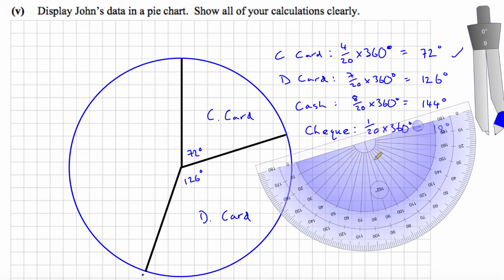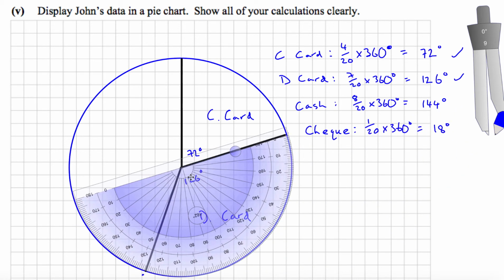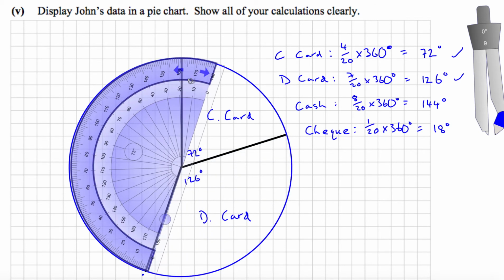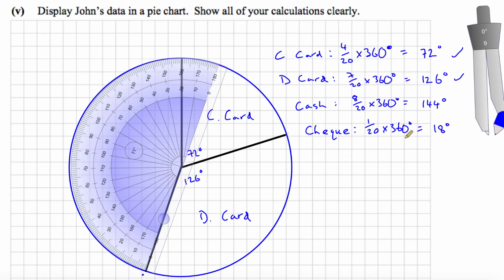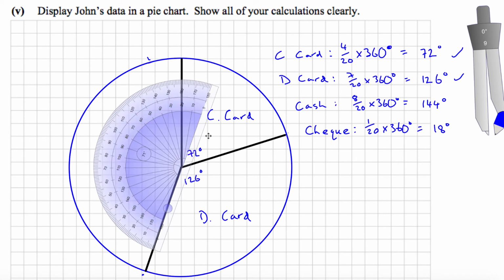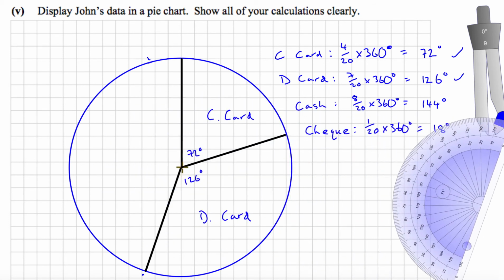So we've one more to do, and then the other one should be just left. So we're going to do 144 degrees. So again, center of the compass here. I'm going to rotate around till it lines up with that one there like that. And we're going to go to 144 degrees, starting from 0 all the way around 140. 144 would be somewhere like that. Move this away and draw our final line in. Again from the center here to there. So that gives us 144 degrees here for cash. That's done, and then check. The last one will be the 18 degrees that's left. Check. So that's the pie chart done.